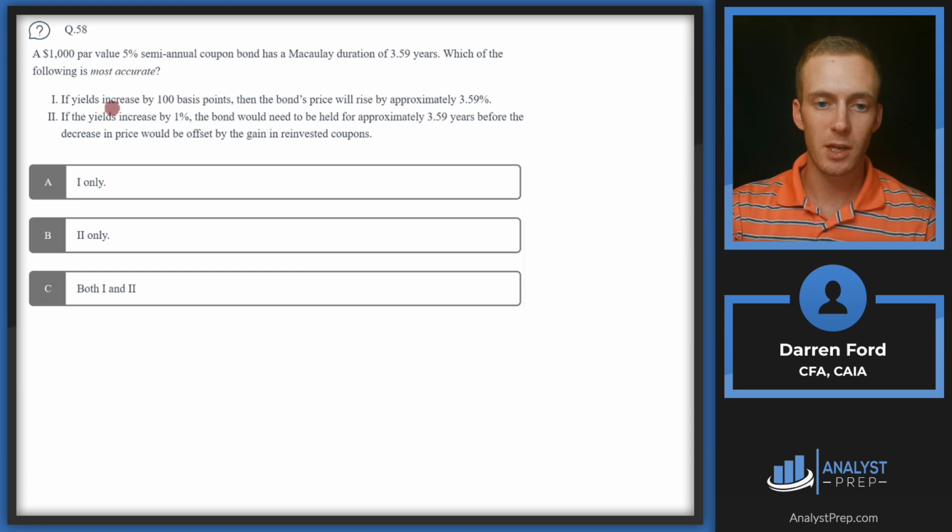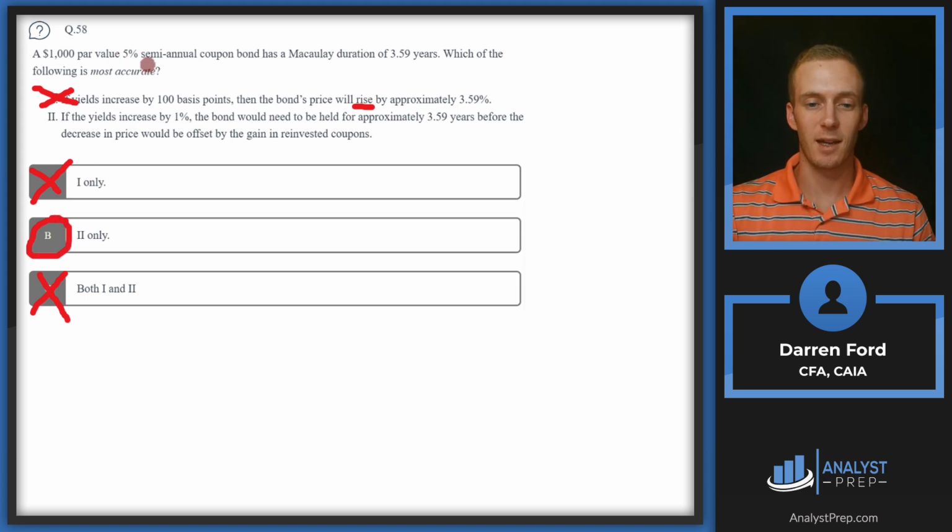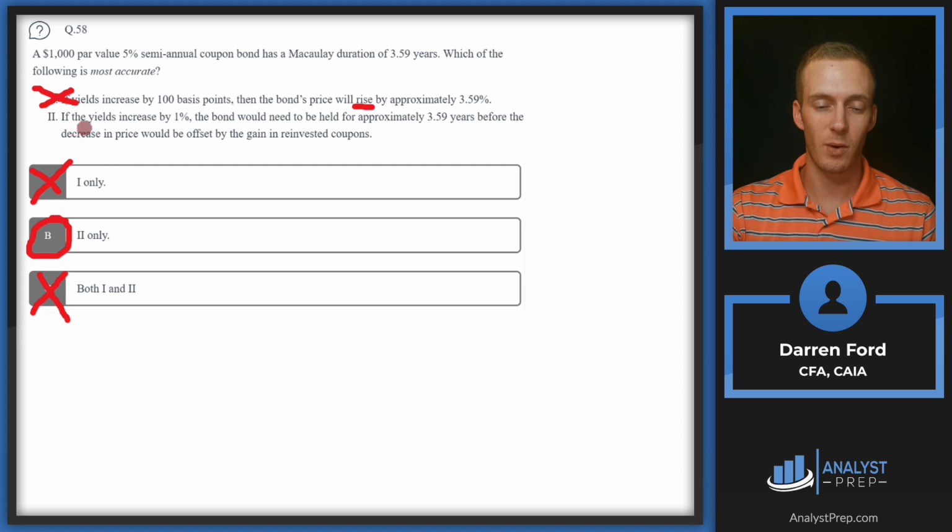So this is going to be incorrect. If bond yields increase, our price is going to decrease by that amount. So we can rule out statement one, which means we can cross off A. So now we can actually cross off A and B. So we know that statement two must be accurate, but that's a good way to save time on the exam. But let's go ahead and take a look at the statement two.